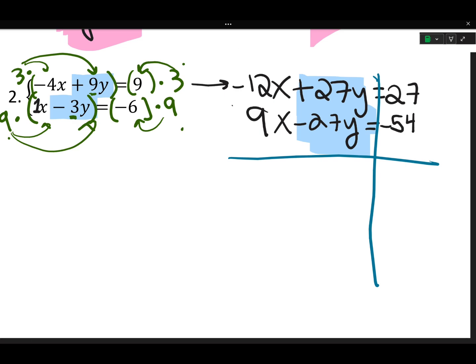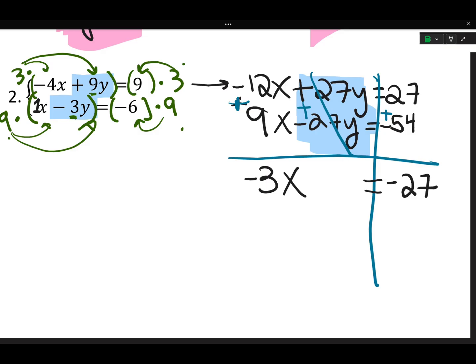-12x plus, well, hold on, plus 9x is -3x. 27 plus -27 is 0. They cancel out. Beautiful. And that equals 27 plus -54. I didn't write in my pluses. Let's do that. I'm just double checking my math. I'm pretty sure it's negative 27. It is. It's negative 27.